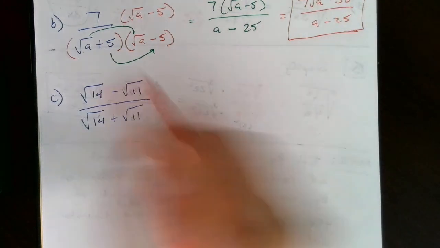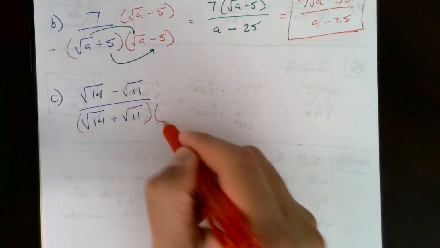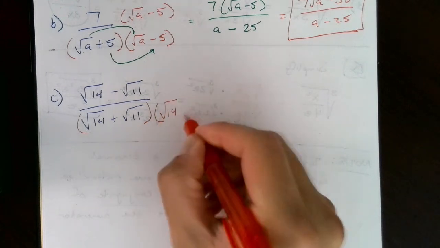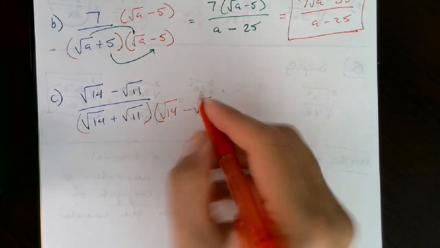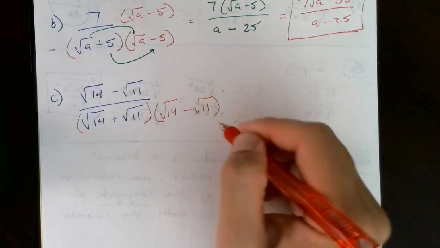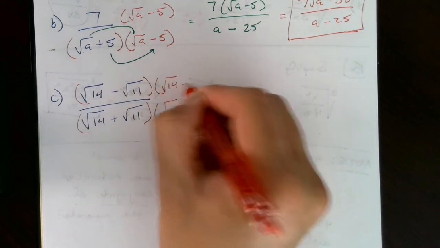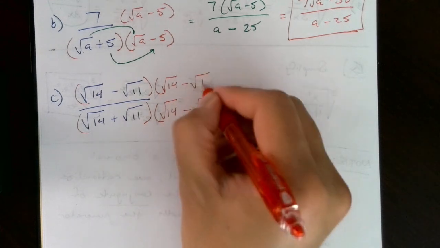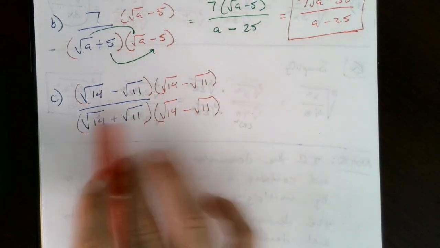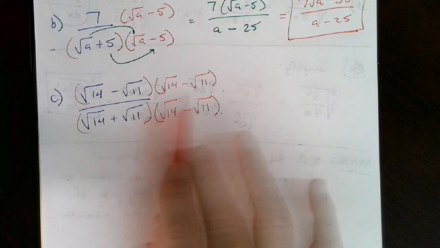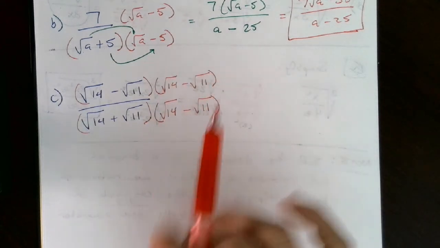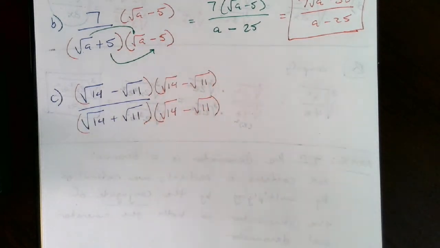I see radicals in the denominator. I'm going to multiply by the conjugate of the denominator. So the square root of 14 minus the square root of 11. Whatever I do in the denominator, I also have to do to the numerator. So multiply the square root of 14 minus the square root of 11. Now, when I do this, make sure you put parentheses around these because you are multiplying the whole thing. You might notice I've been doing it. You need the parentheses or it's not the same operation.